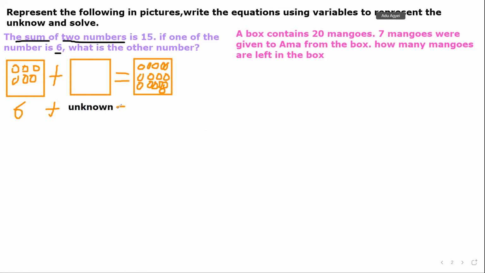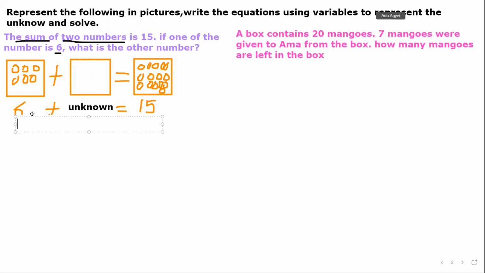Then equal to 15. Okay. Good. This is how the picture shows here. So you translate what is in the pictures in figures. And now we have the 6 plus unknown here. We don't know anything. So 6 plus a certain number here will give you 15. Now let's choose any variables to represent the unknown here.